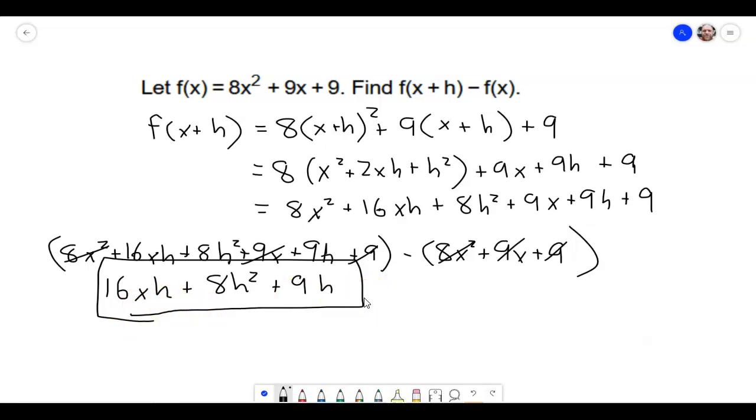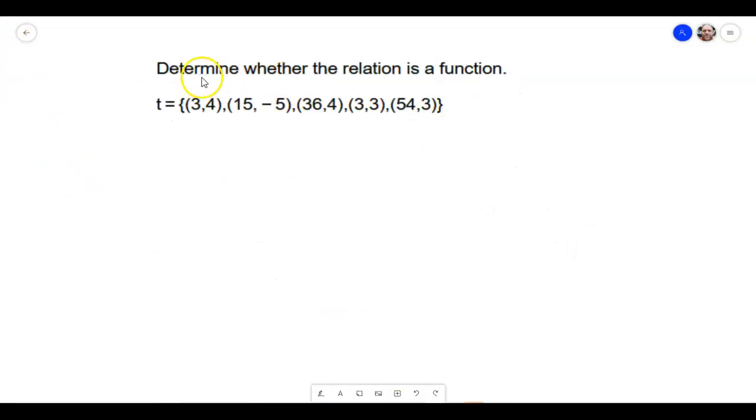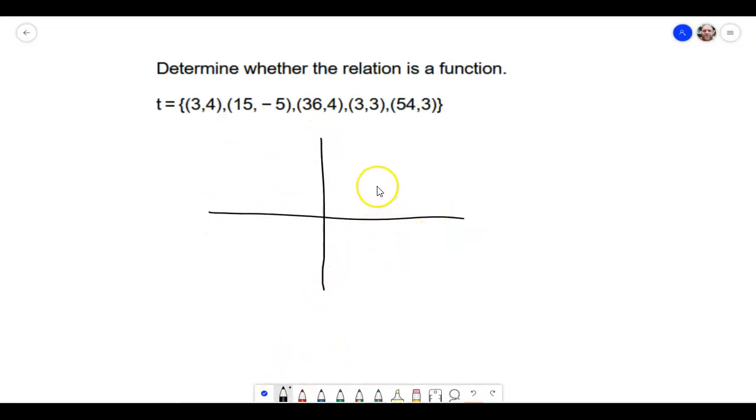All right, let's go ahead and take a look at one more example from this section here. This one says determine whether the relation is a function. And before we were looking at a curve, but now we're looking at specific points. So what do we want to make sure? Well, with a rough graph here, we want to make sure that there's no 2 points on the same vertical line.